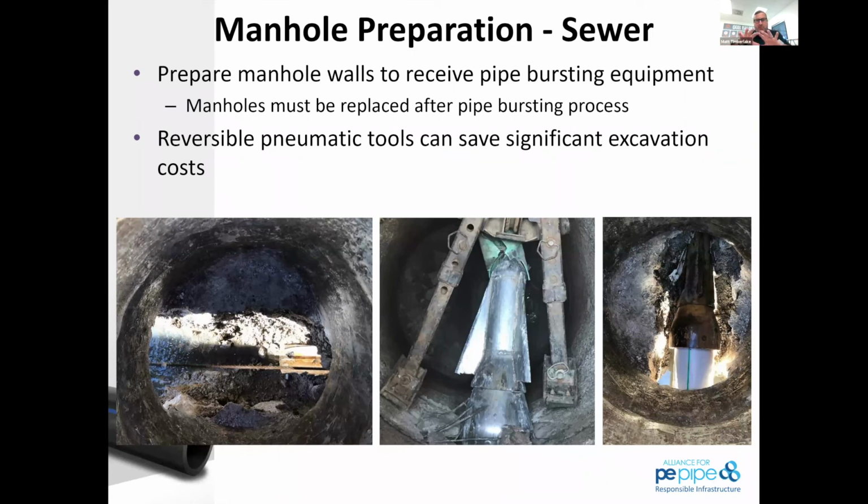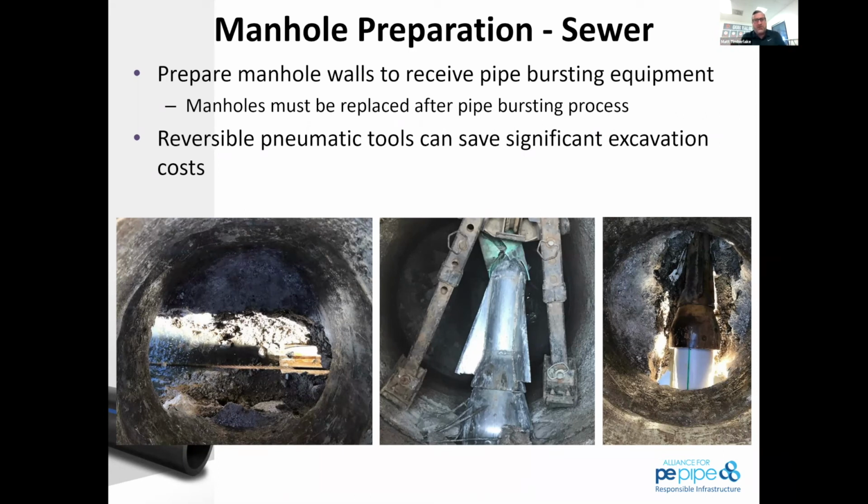We're actually going to go in and remove some of the pipe wall, which is going to allow that expander head and that new pipe to come in. So if we're replacing an 8-inch pipe with an 8-inch pipe, for example, the OD of that pipe bursting head is probably 10 to 11 inches. So we're actually going to knock out a hole around that so that pipe can come in.